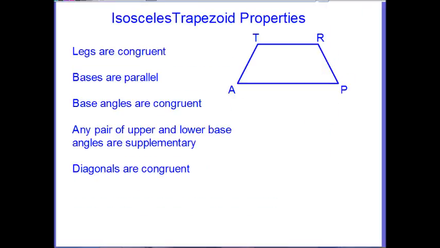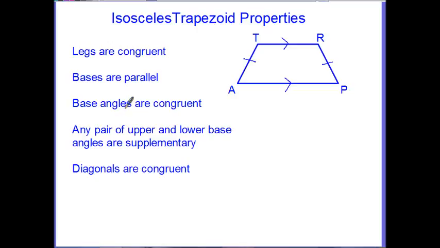Last but not least, we have isosceles trapezoid properties. For an isosceles trapezoid, we have legs that are congruent. Legs would be the sides that look like if you continued them, they would cave into one another. Secondly, bases are parallel. The parallel bases are the sides that attach those legs. Those bases should never be congruent, only parallel.